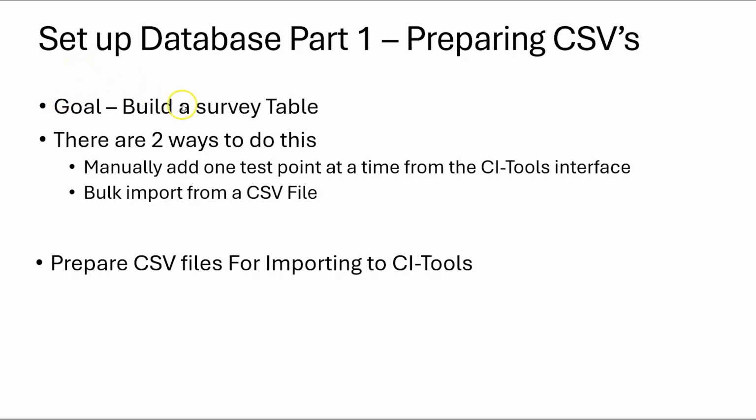You can manually add each test point from within the CI Tools interface, or you can import as many test points as you want from a CSV file. This is the easiest method unless you only have a couple of test points. In this video, you will learn how to prepare CSV files for importing to CI Tools.